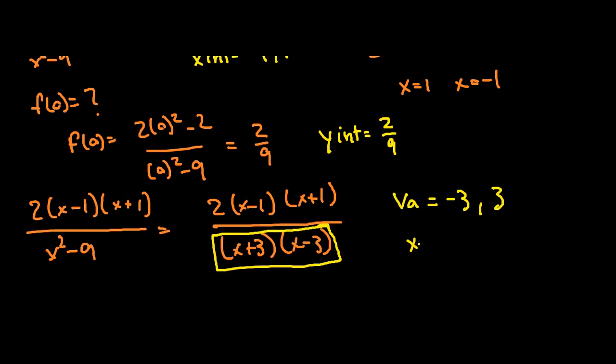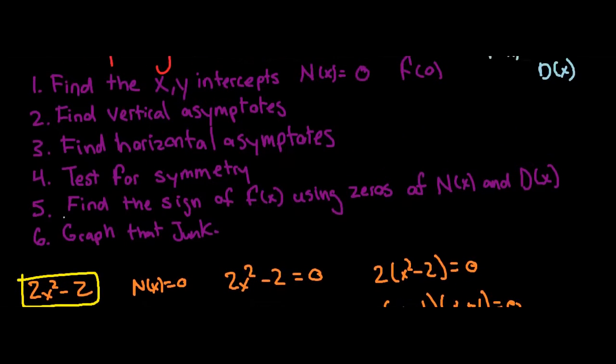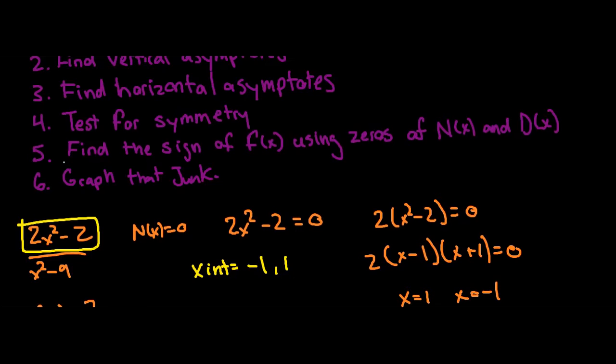Or we can write them out as x is equal to minus 3, like the horizontal line x is equal to minus 3. I mean, not horizontal, vertical. The vertical line x is equal to minus 3, x is equal to 3. I usually just write VA is equal to minus 3, 3. But you can write them out however you want. That's just what I personally do. So now that we've found the vertical asymptotes, we need to find the horizontal asymptotes.